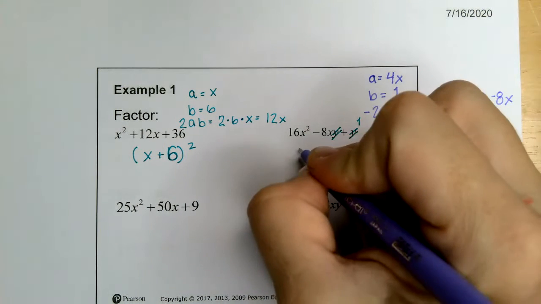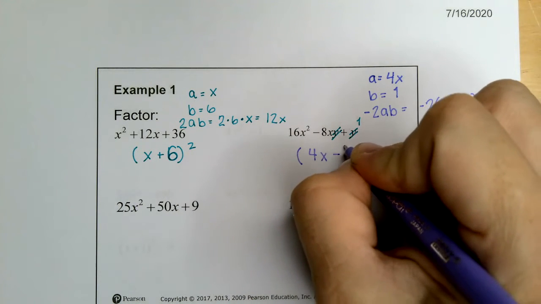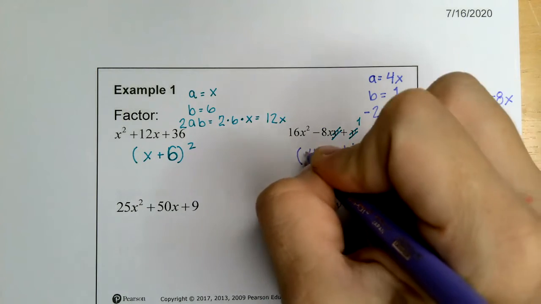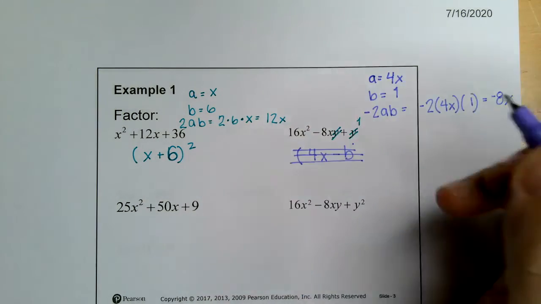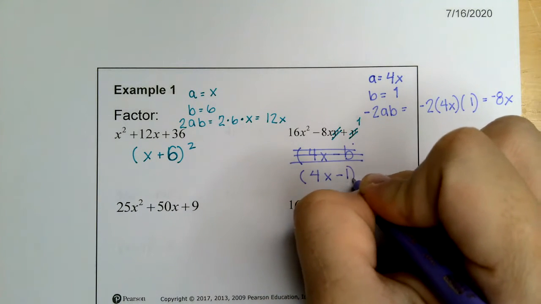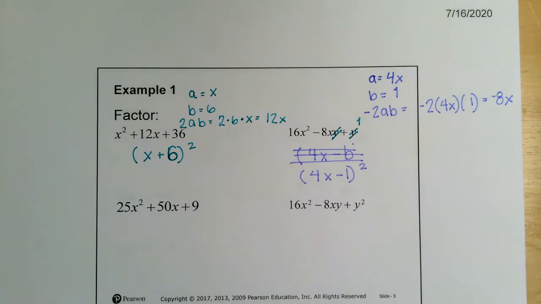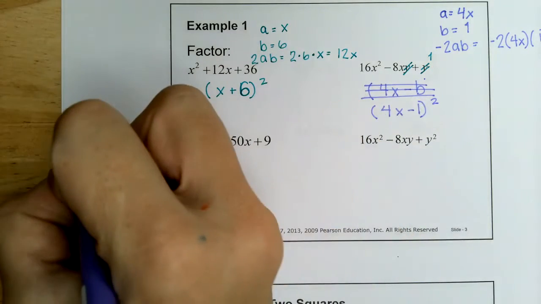Okay, so that means I can rewrite it as A minus B, A minus B quantity squared. Okay, let's look at this one.